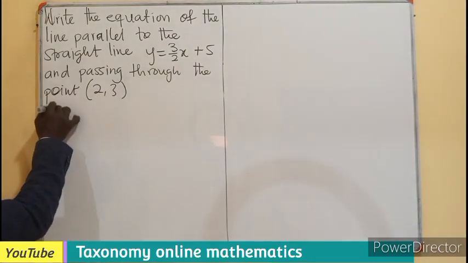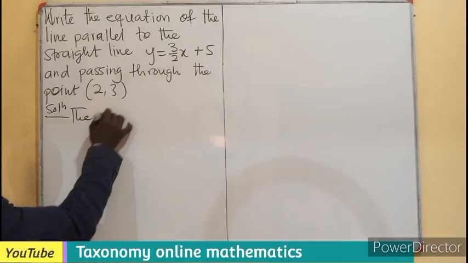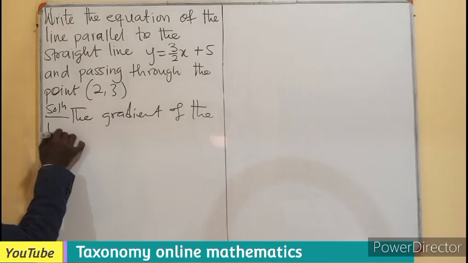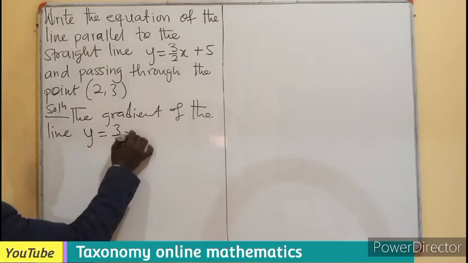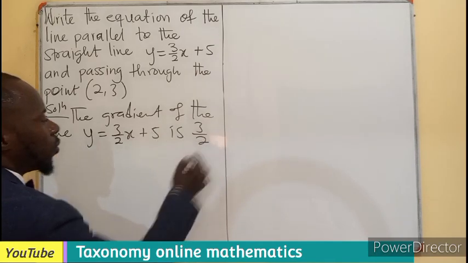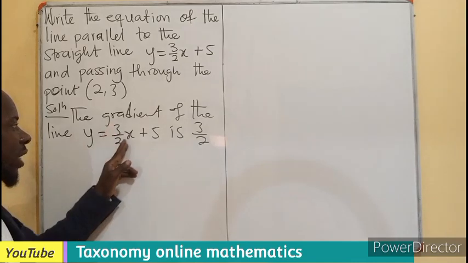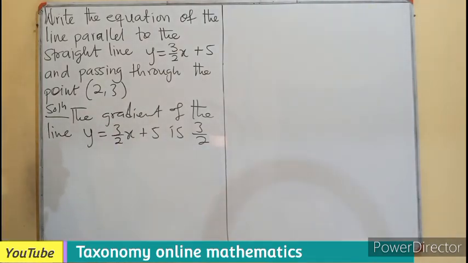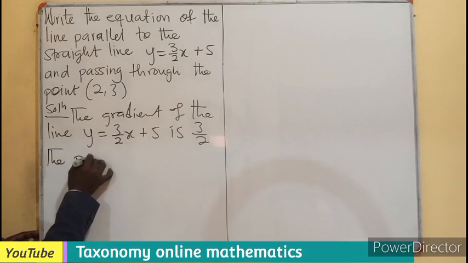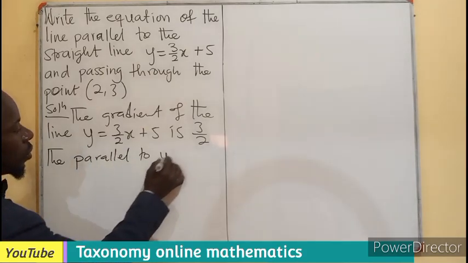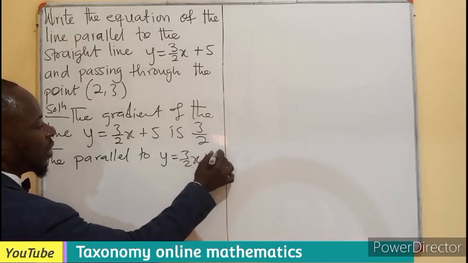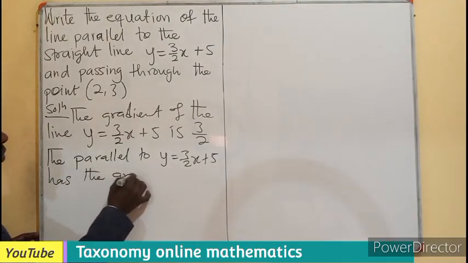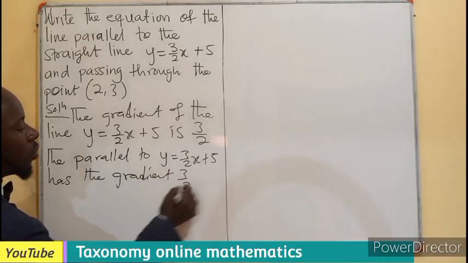So we can say that the gradient of the line y equals 3 on 2x plus 5 is just what? 3 on 2. We are aware that the gradient is the coefficient of x. So this is the gradient. And this gradient is the same as the line that is what? Parallel. So the line parallel to this 3 on 2x plus 5 has the gradient 3 on 2, the same gradient.